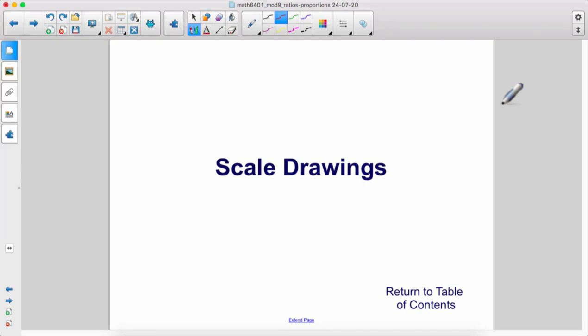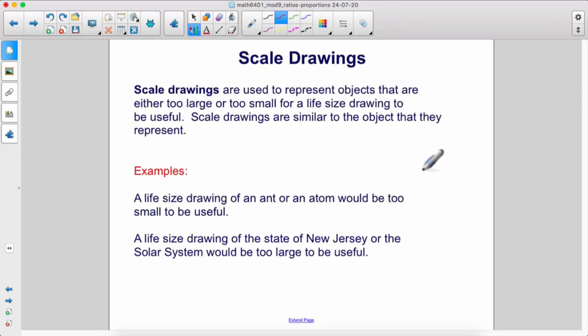Scale drawings. Scale drawings are used to represent objects that are either too large or too small for a life-size drawing to be useful. Scale drawings are similar to the object that they represent. Here are some examples. A life-size drawing of an ant or an atom would be too small to be useful. A life-size drawing of the state of New Jersey or the solar system would be too large to be useful.